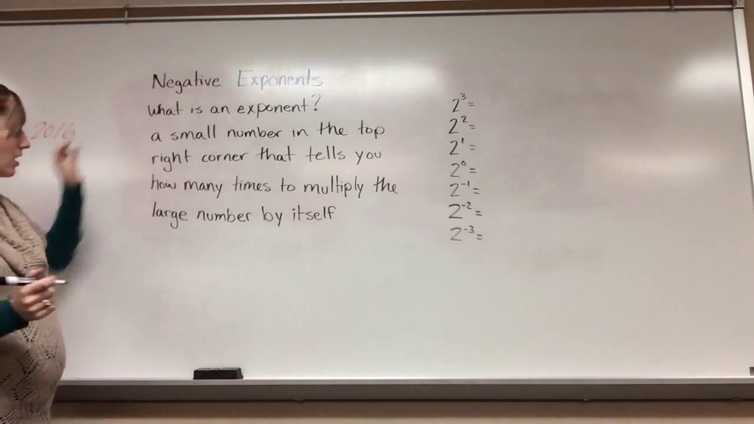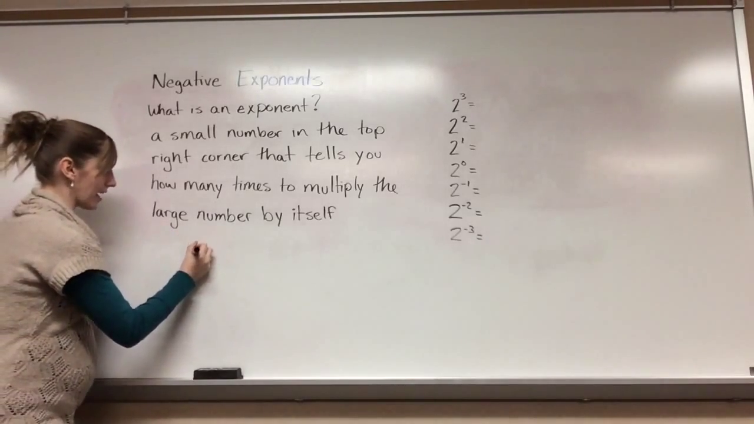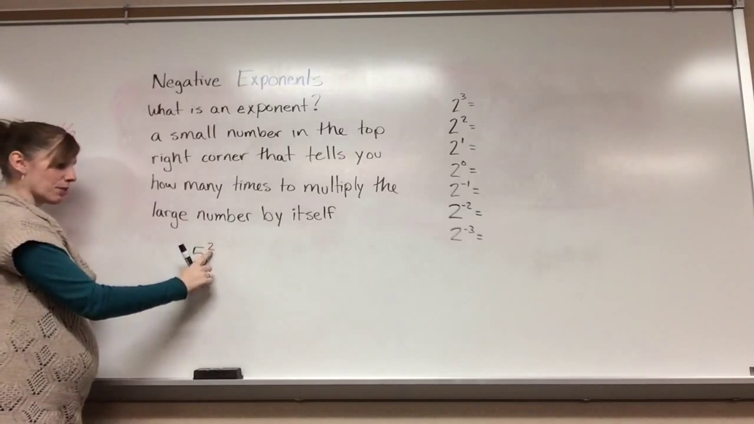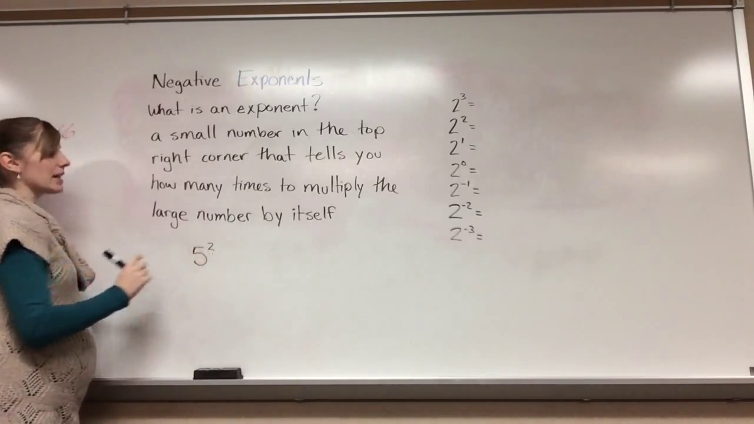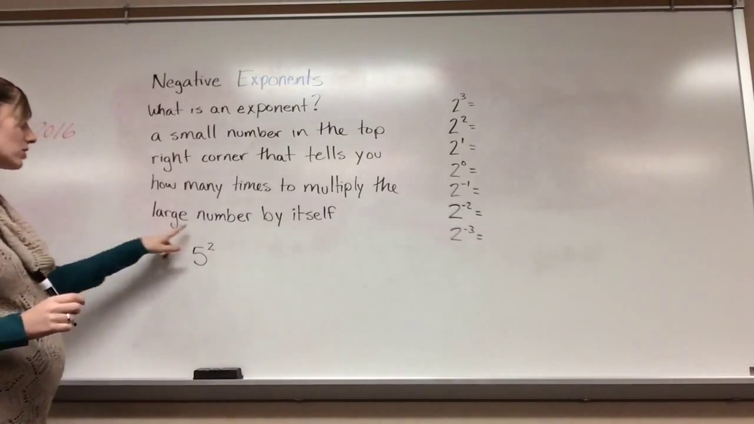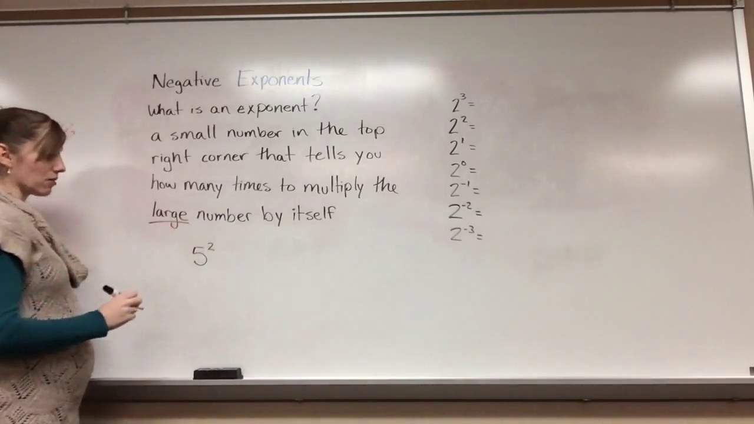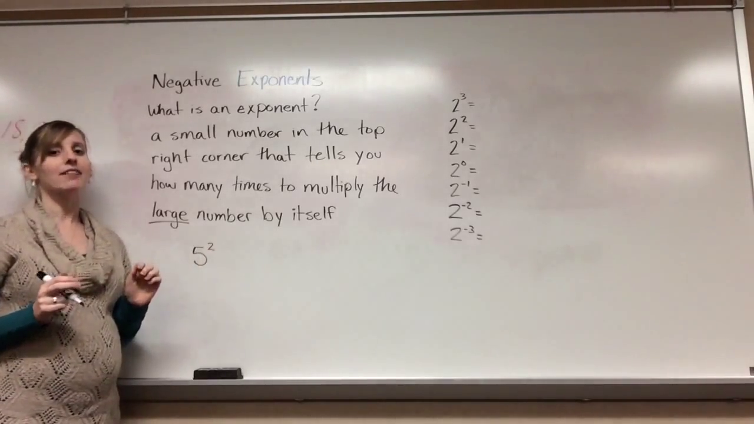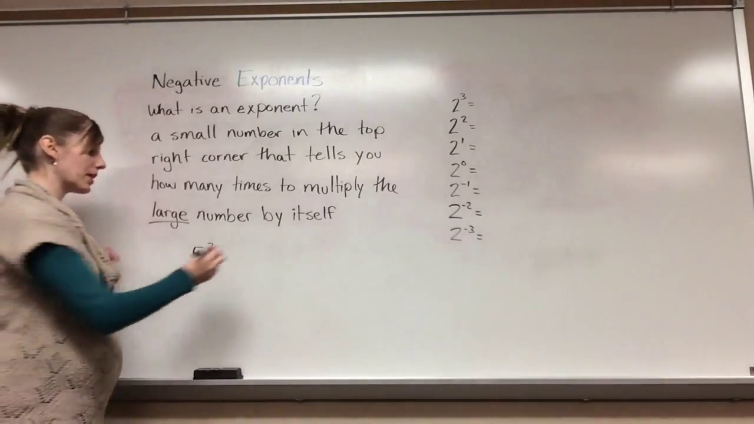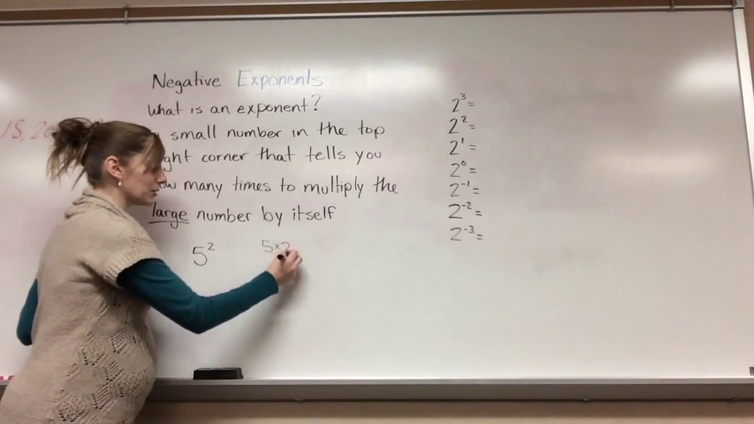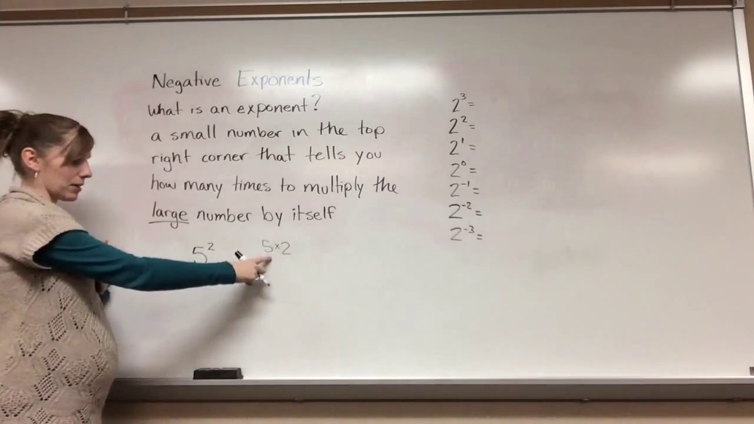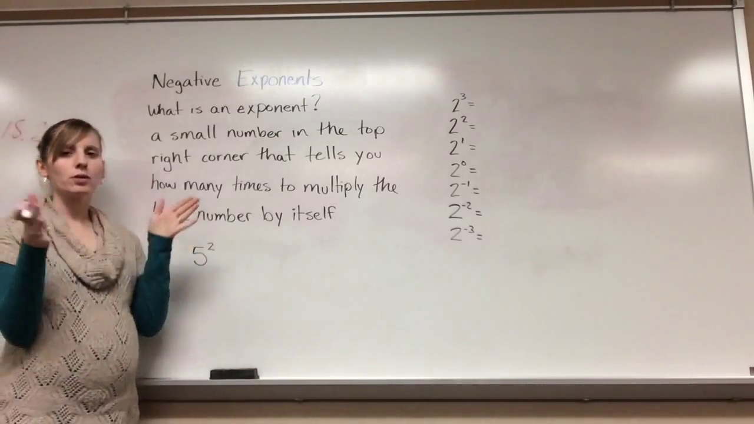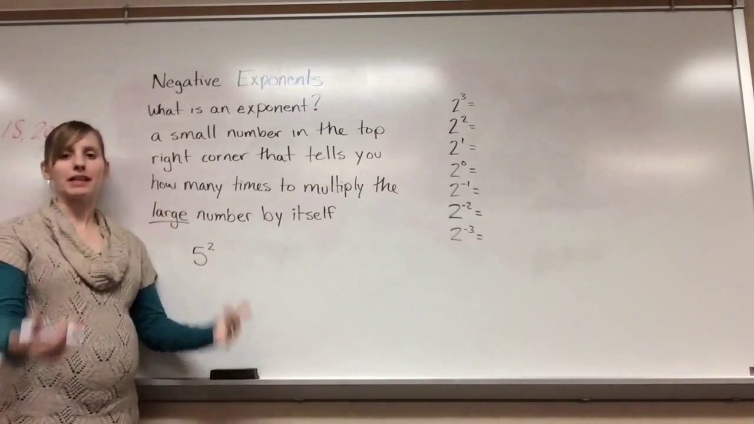Okay, I'll give you an example, 5 to the second power. So this 2 is the exponent. It's a small number in the top right corner that tells you how many times to multiply the large number by itself. Okay, this does not mean 5 times 2. If they wanted to write 5 times 2, they would put 5 times 2. Exponents are a way to shorten or condense repeated multiplication.